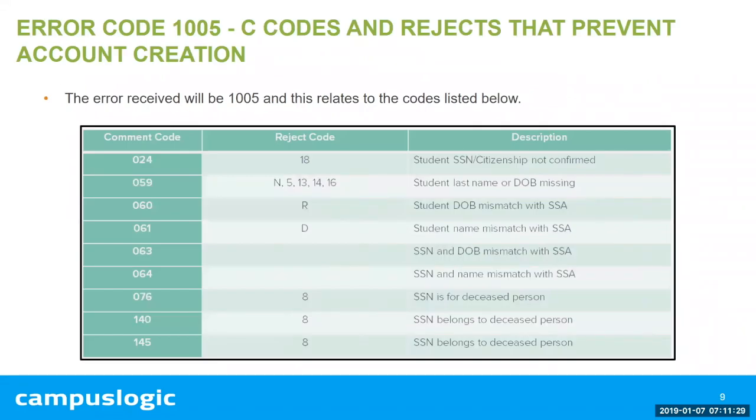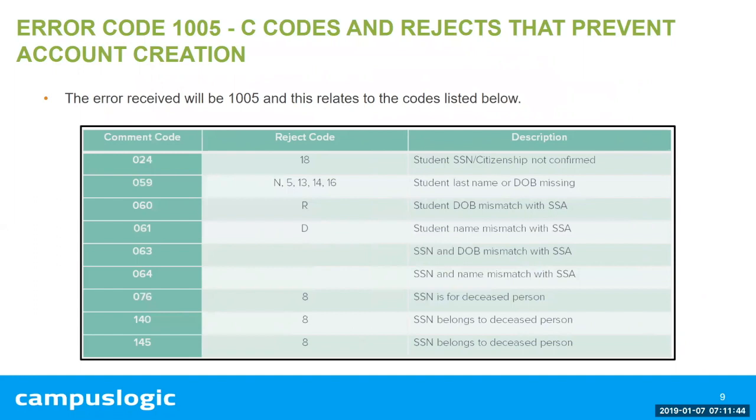Error code 1005. As I have mentioned, we have 4 key identifiers. Those 4 key identifiers have to be valid on the ICER in order for us to create that account for that student to link to.